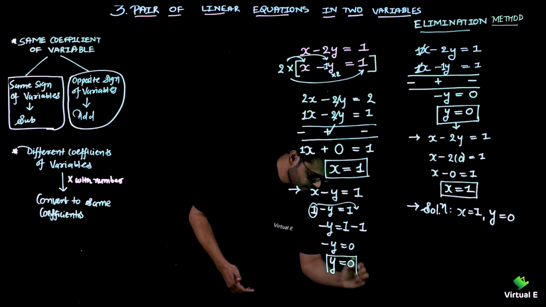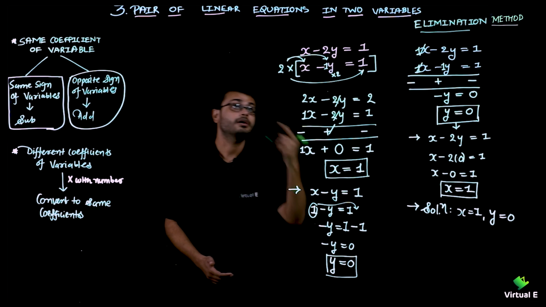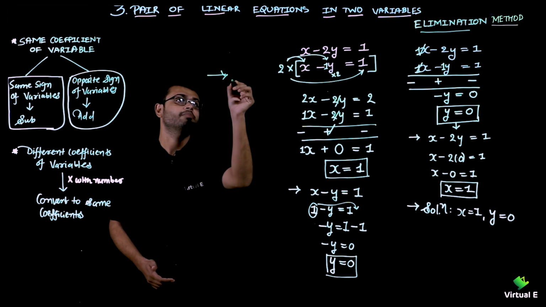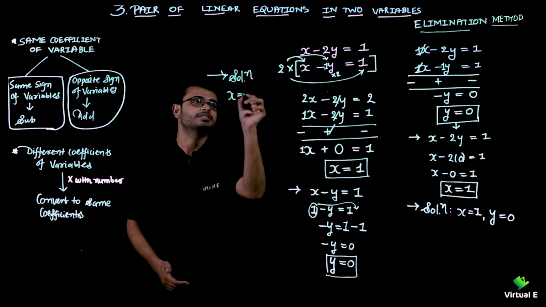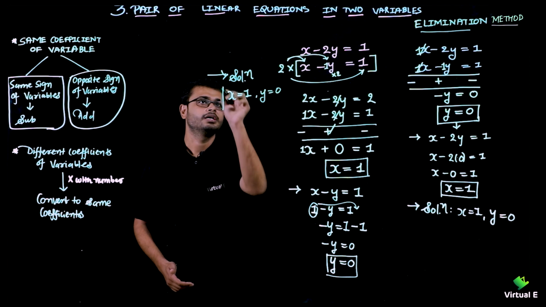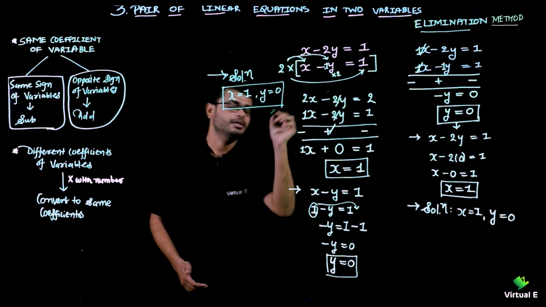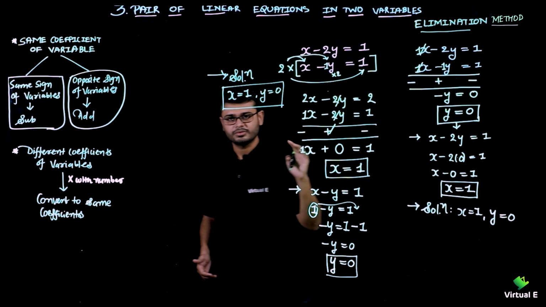So you can see the solution in both cases. Let me write one more time here, that will be better. Solution is x is equal to 1 and y is equal to 0. That is the same as we got in the previous case. x is equal to 1 and y is equal to 0.